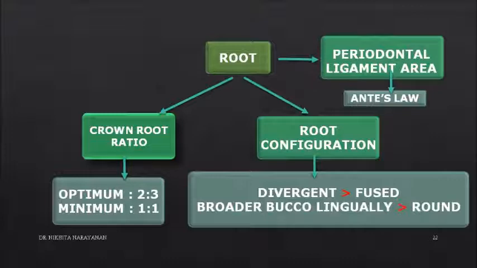Crown root ratio is a measure of the tooth which is present occlusal to the alveolar crest of the bone compared to the length of the root which is embedded inside the bone. That is the ratio of the length of the crown to the length of the root. But here the measurement is taken from the crest of the alveolar bone. Optimum crown root ratio is 2:3 and the minimum is 1:1.